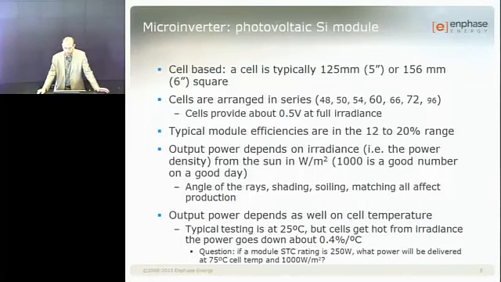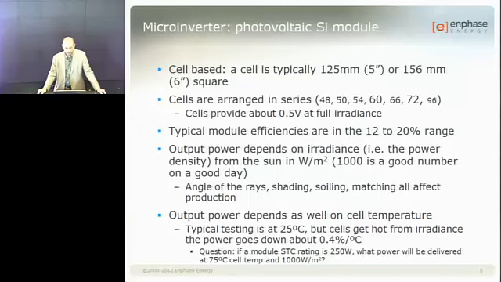The output power, of course, depends on the irradiance. So 1,000 watt per square meter would be a full sun, pretty much, and that is what the module is rated for. So if you have a 250 watt rated module, you'll put out 250 watt at 1,000 watt per square meter incoming irradiance. Of course, all that depends on the angle of the rays coming in, the shading, soiling, and matching of the cells within a module will affect production.